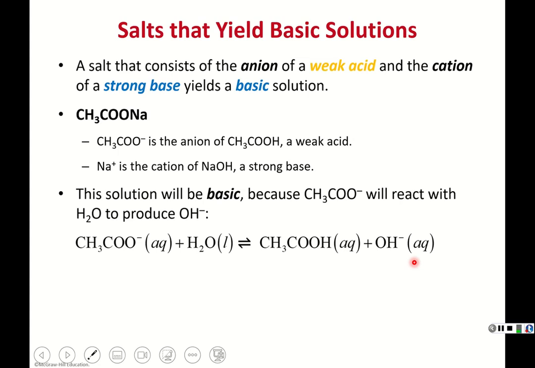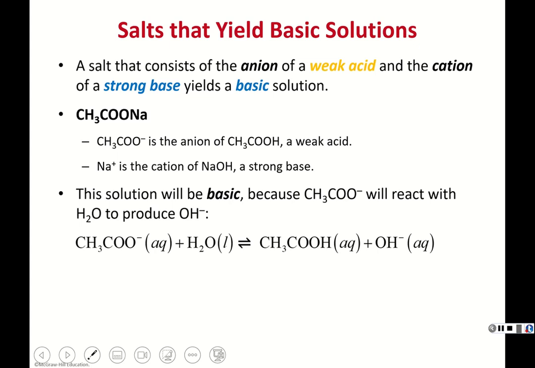Okay, what about salts that yield basic solutions? Well, if you do the opposite of what we talked about with an acidic solution, if you have the anion of a weak acid, which is its conjugate base, and the cation of a strong base, you'll get a basic solution. So the example here is sodium acetate. So acetate is the anion of acetic acid. Okay, acetic acid is a weak acid. So this is the anion, we call it the anion of the weak acid, or you can call it the conjugate base. Right, and sodium is just that strong cation from a strong base, NaOH, so it is a spectator ion.